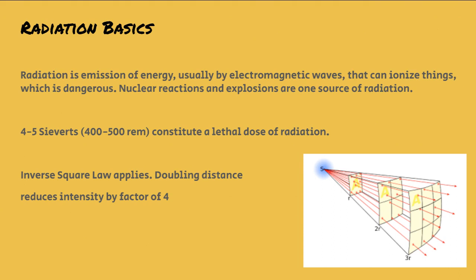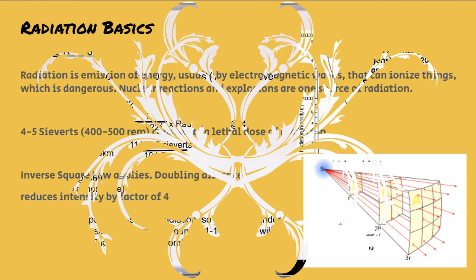Also, because radiation is often electromagnetic, it follows the inverse square law. This means increasing the distance from the source reduces intensity by the distance increase squared. So doubling the distance reduces intensity by a factor of 4.